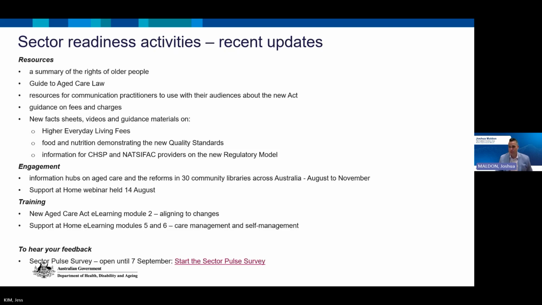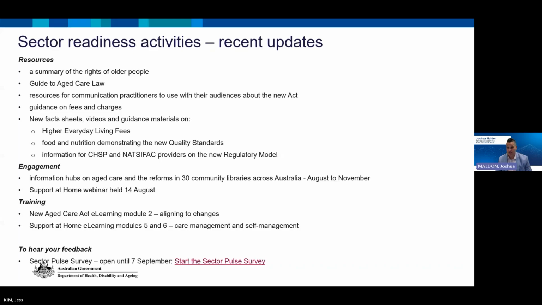From an engagement perspective, there's information on the 30 community libraries that are running across Australia between August and November. So really good opportunity. By the time we've implemented, that means we'll have 85 of these. They provide a really good opportunity for people to connect face to face, so for older people, families and carers, and those interested in aged care. And we did have a Support at Home program webinar a couple of weeks ago for older people on the key changes.